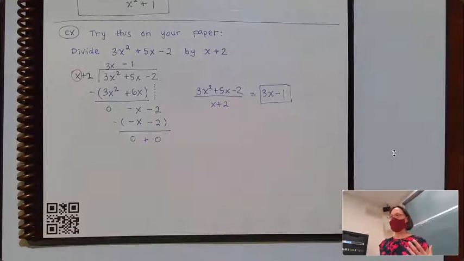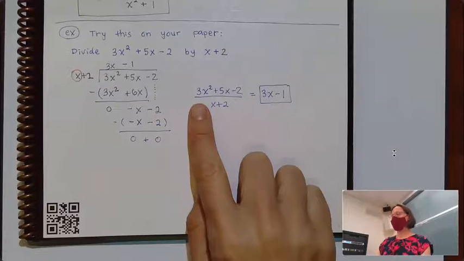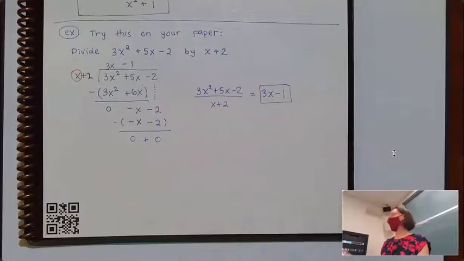Same thing that would happen if we were dividing a number by another number and we got a whole number for an answer. We just say that it divides exactly. We could also say that this means that x plus 2 is a factor of 3x squared plus 5x minus 2. We'll get back to factoring starting on Wednesday. Next question in the chat is, how did we know to use a negative number?